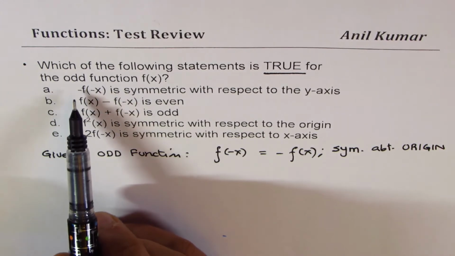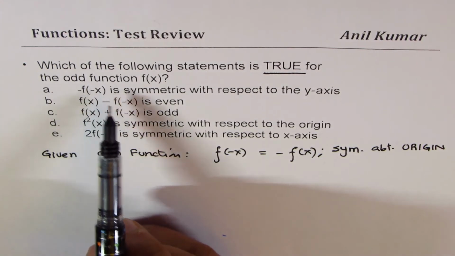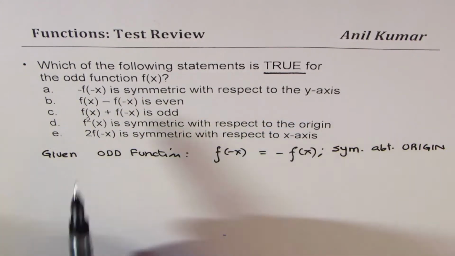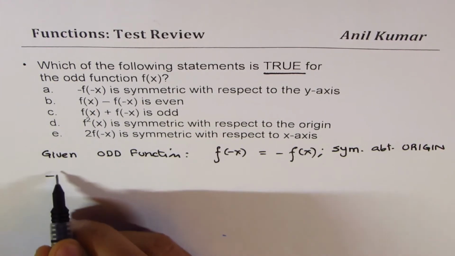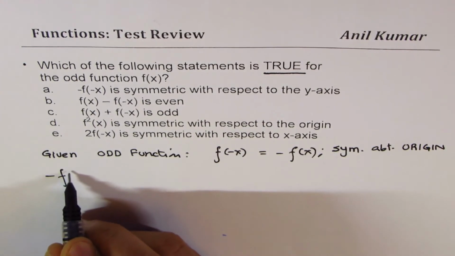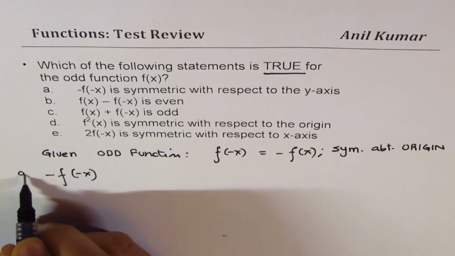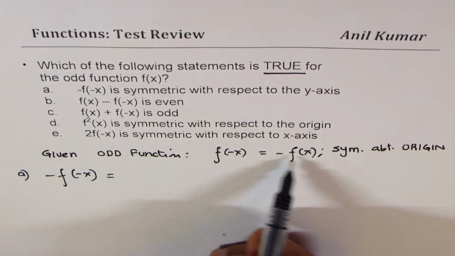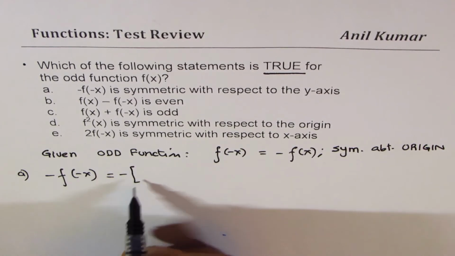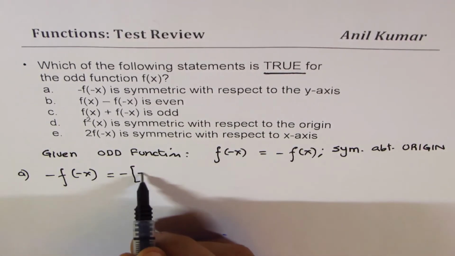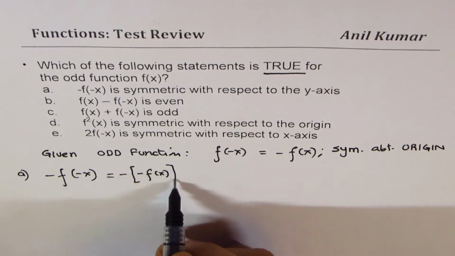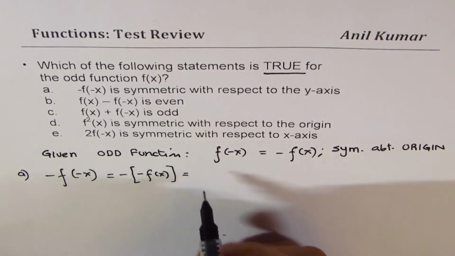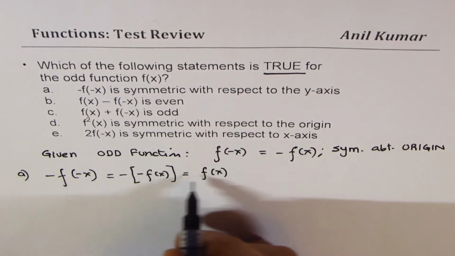A, minus f of minus x is symmetric with respect to the y-axis. Now you have to figure out what minus f of minus x is equal to. We're trying to answer A and understand A. We know f of minus x is minus f of x, so I could write this as minus f of minus x is minus f of x. Is it okay? So minus minus is plus, so we get f of x.